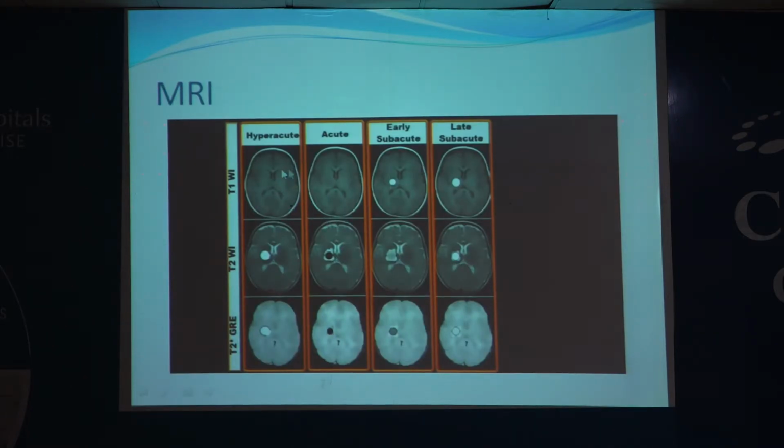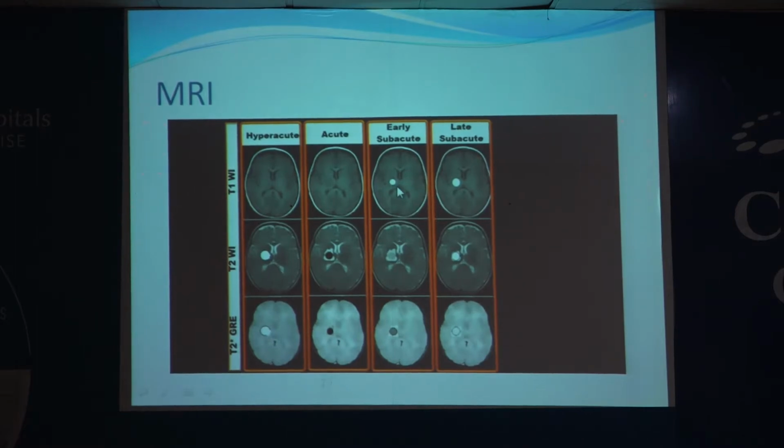On MRI, based on the signal on T1 and T2, we can decide what stage the hemorrhage is in. There is one sequence called gradient echo, in which we see what is called blooming, where low signal is seen. We can say that it is hemorrhage. A hyperacute bleed will be isointense on T1 and will show a bright signal on T2. An acute hemorrhage will be isointense on T1 and will have a dull or dark signal on T2.